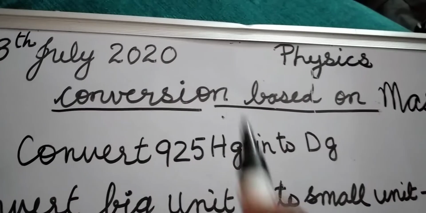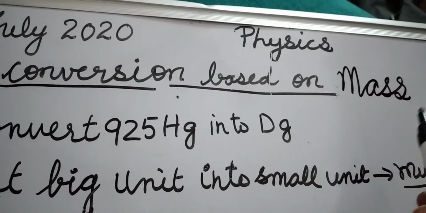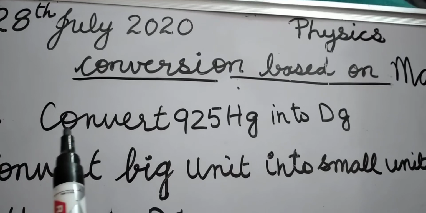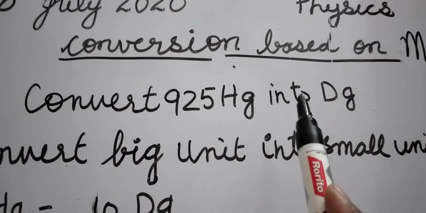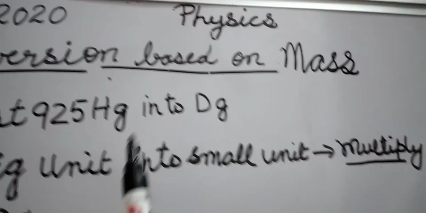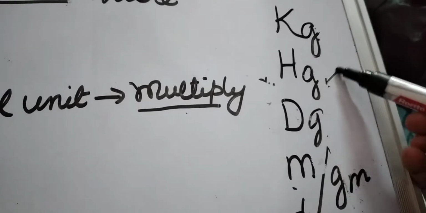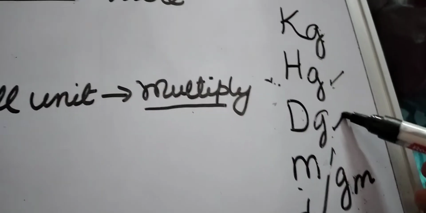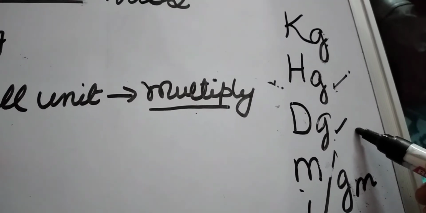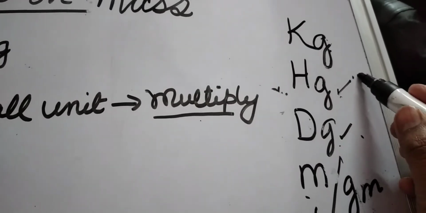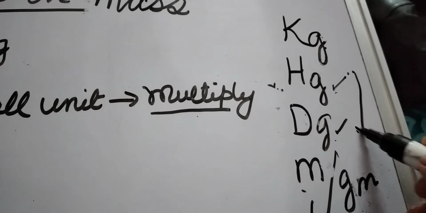Yes, children, the next is conversion based on mass. In this continuation, we will convert 925 hectogram into decagram. Just see the position of hectogram and decagram. Hectogram is written here and decagram is written here. Upper side hectogram, lower side decagram. We have to convert hectogram into decagram.